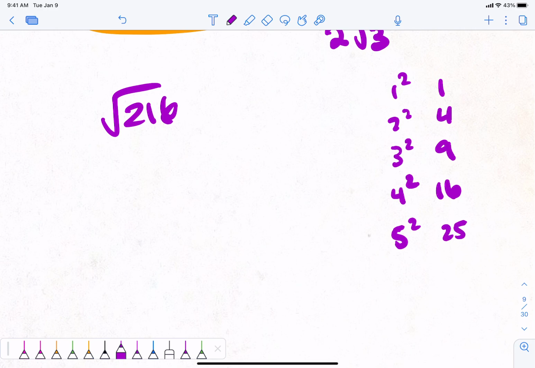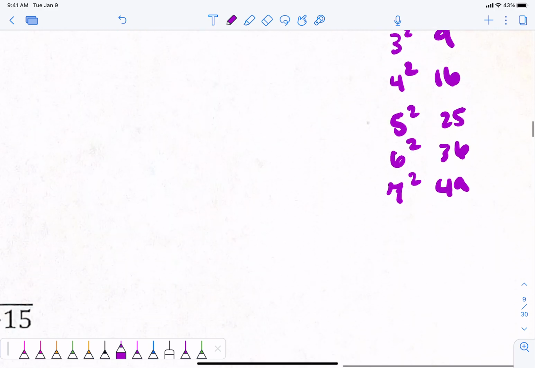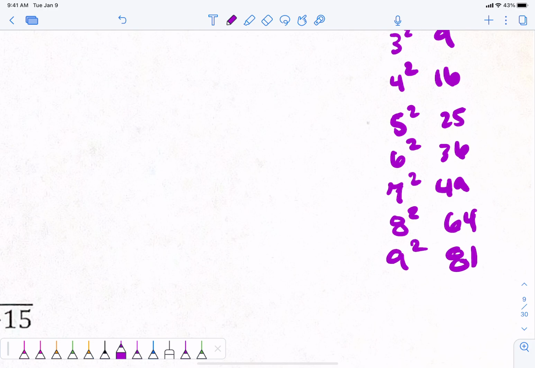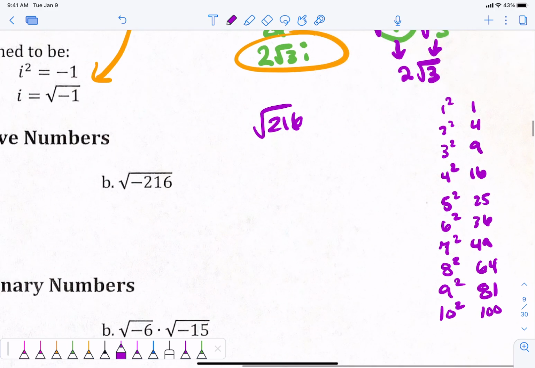25. 6 squared is 36. 7 squared is 49. 8 squared is... I can't write that fast. 9 squared is 81. 10 squared is 100. Okay, so I'm looking for numbers that go into 216 that I can take the perfect square root of.